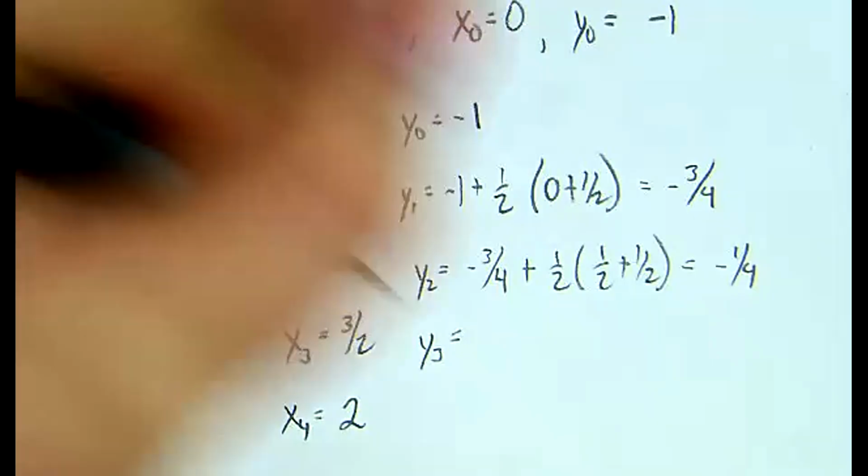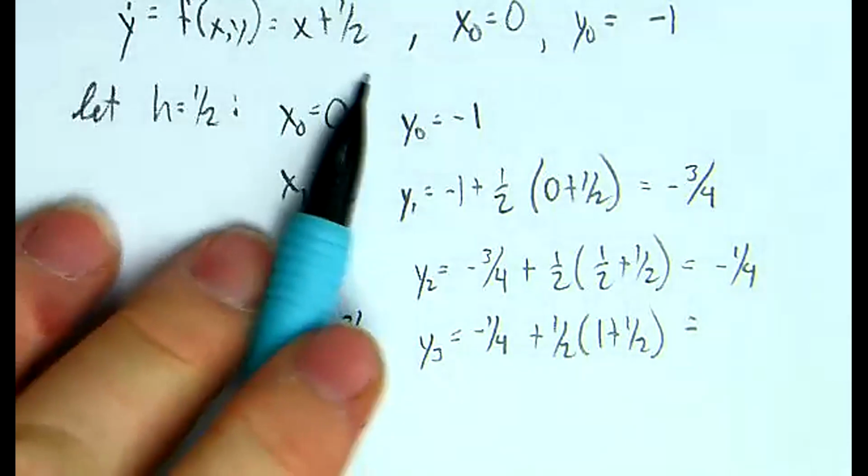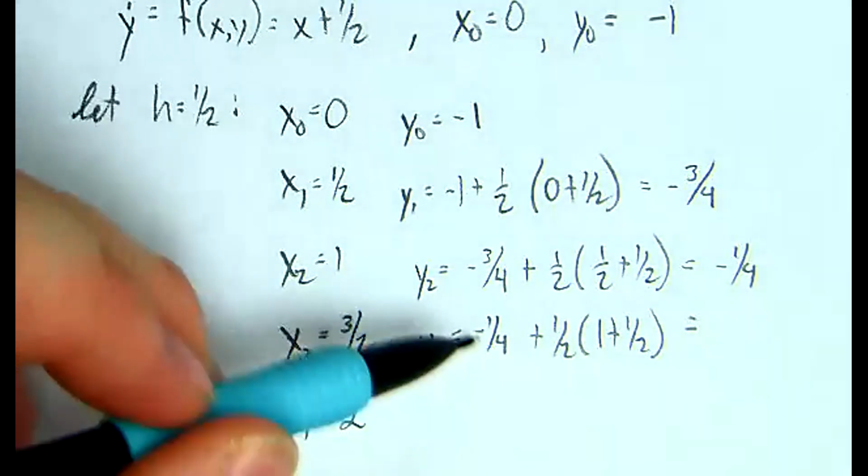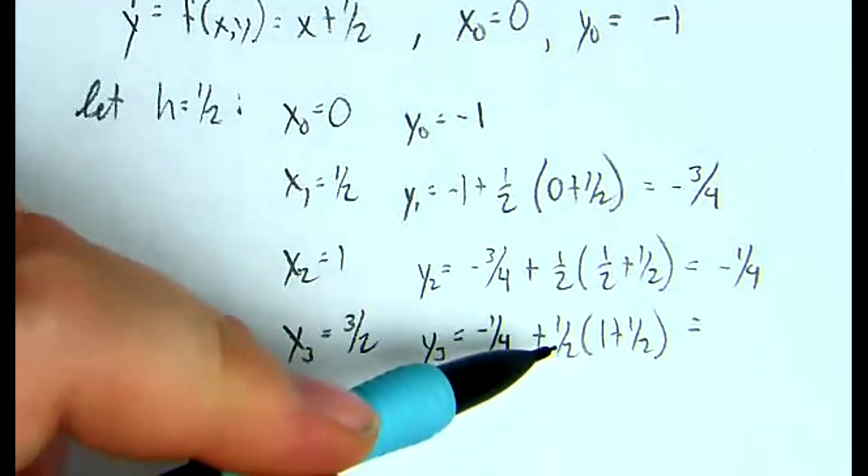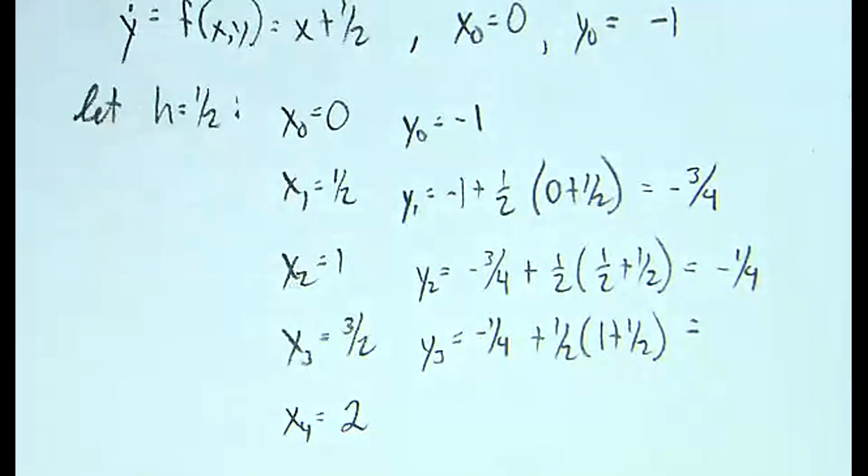My next y value is going to be -1/4 plus a half times my previous x value plus a half. Previous x value plus a half, 1 plus a half is 3/2. 3/2 times a half is 3/4. -1/4 plus 3/4 is +1/2.